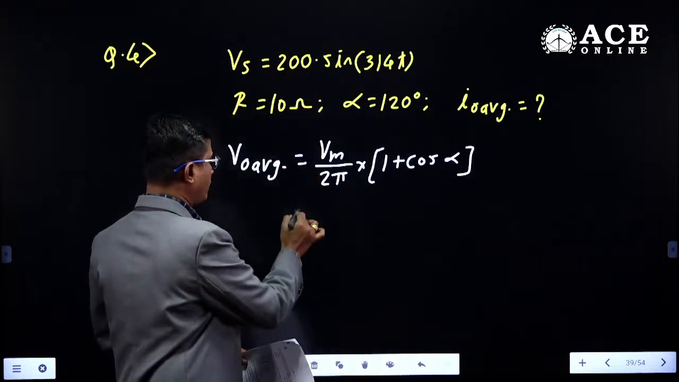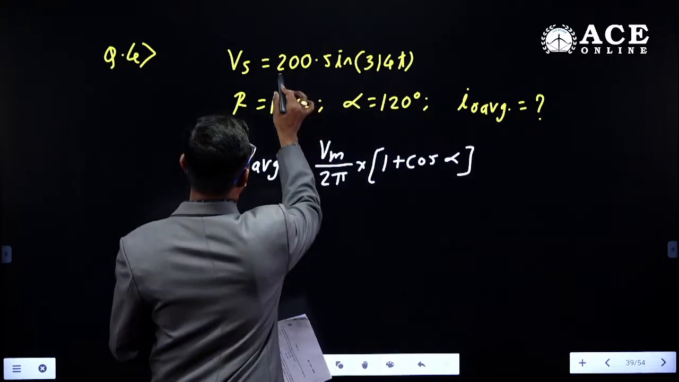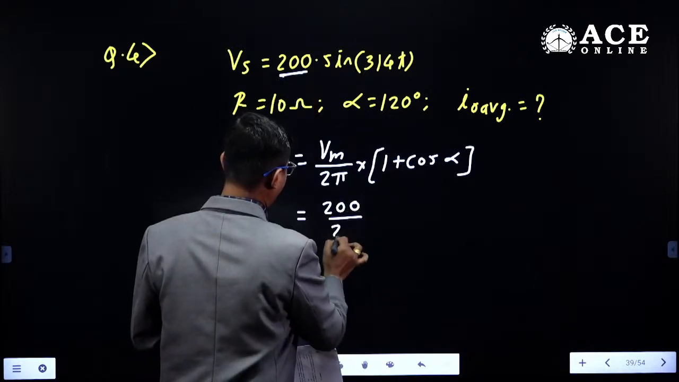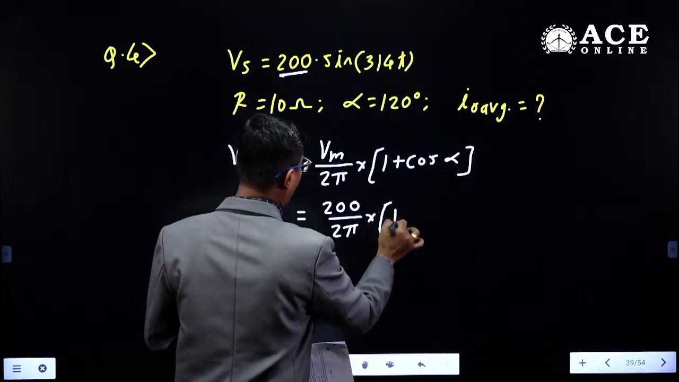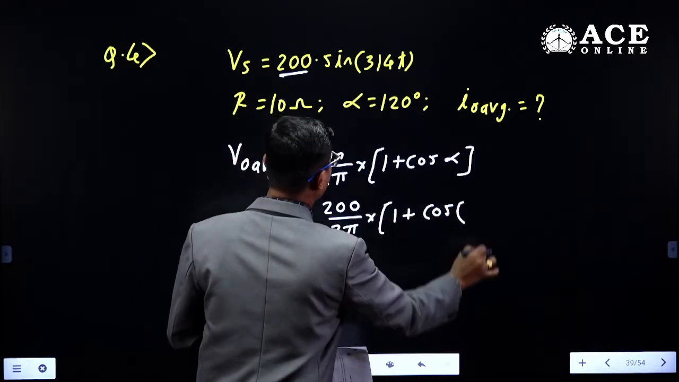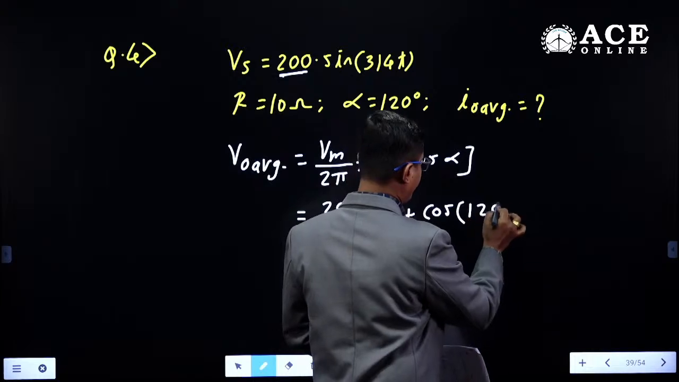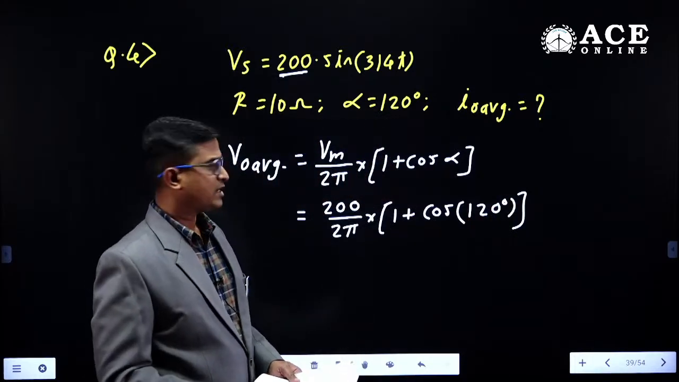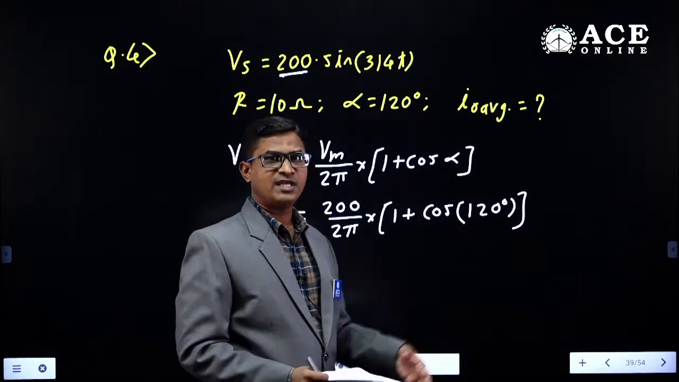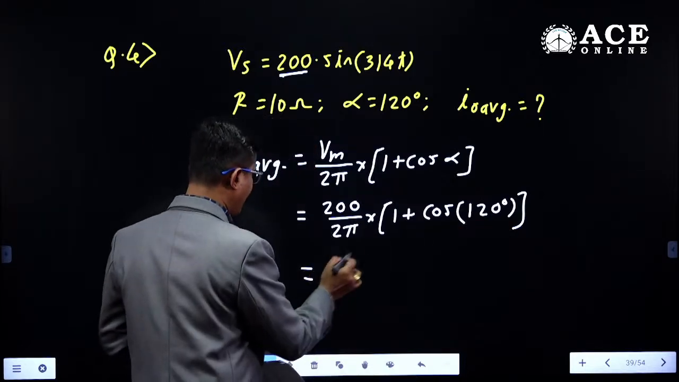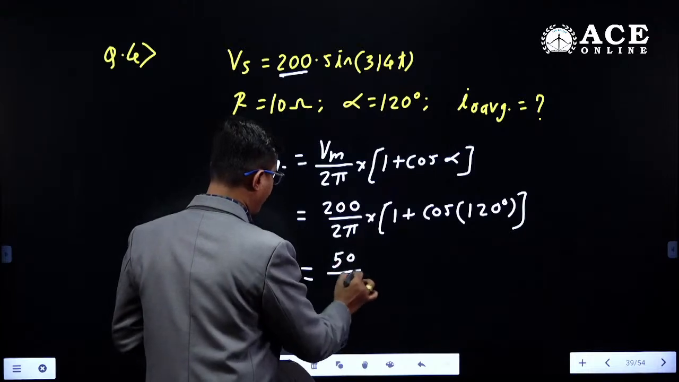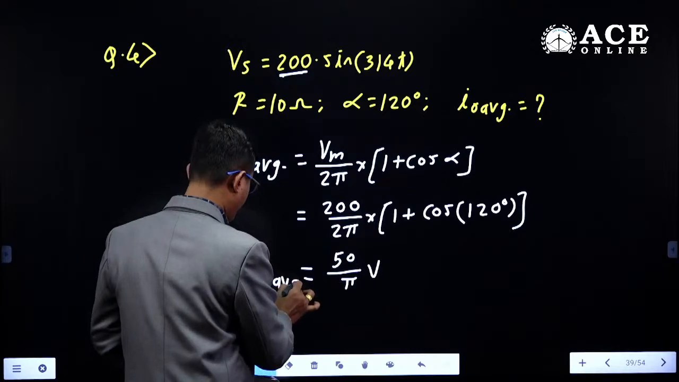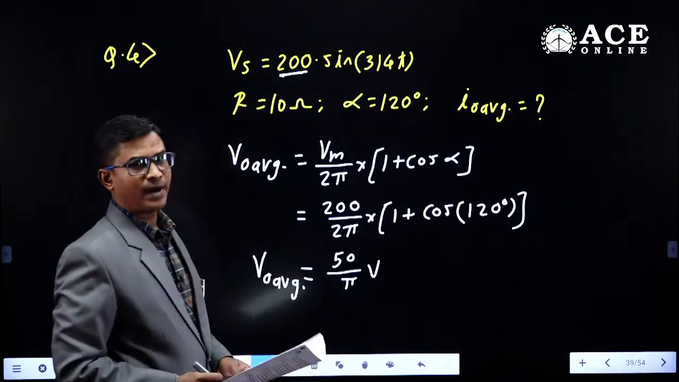So it is equal to Vm. What is the peak value of supply voltage? 200. So it is 200 upon 2 pi into 1 plus cos of 120 degree. What is cos 120? Cos 120 is minus 0.5, na? So 1 plus of minus 0.5 means that will be like only 0.5. So I will be getting it is equal to 50 by pi volt. This is the V0 average. So V0 average is 50 by pi volt.